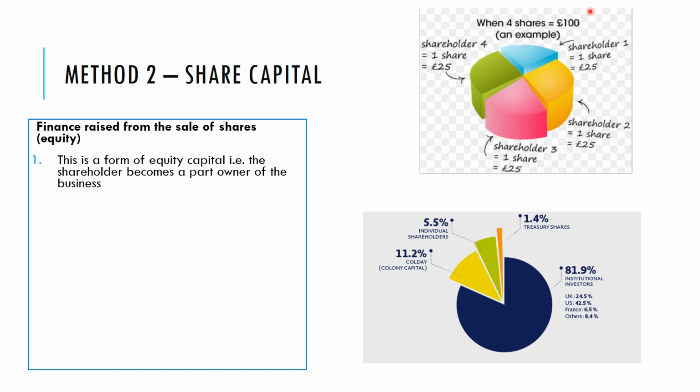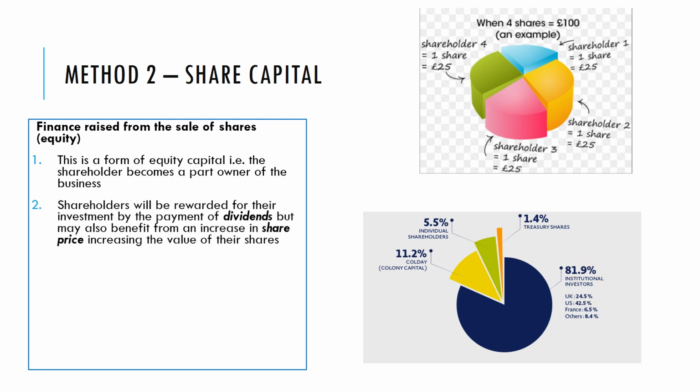On this chart here on the top right, we have 4 shareholders, 1, 2, 3, 4, and they've all invested £25 for one share. So the business has 4 shares, and that is worth in total £100. Now, there are normally more than 4 shareholders when a business issues share capital. There normally might be lots of individual investors, or perhaps other banks or institutions might invest as well.